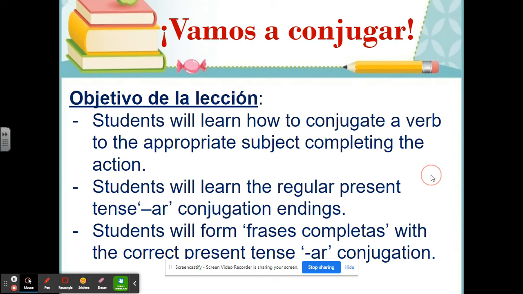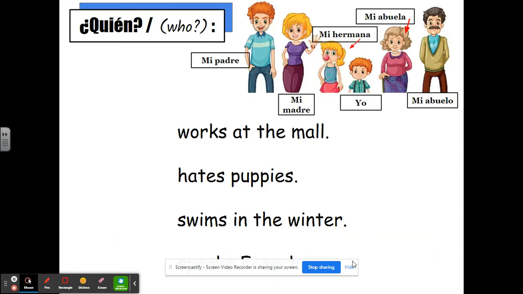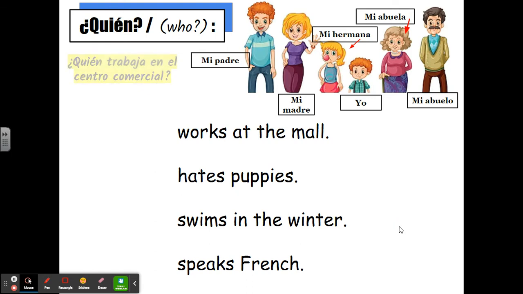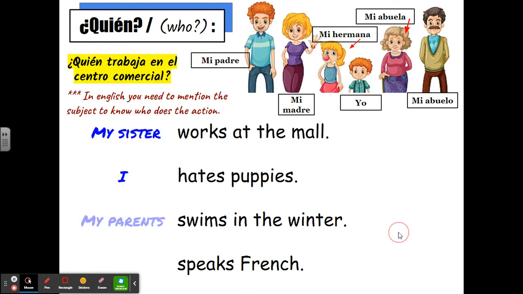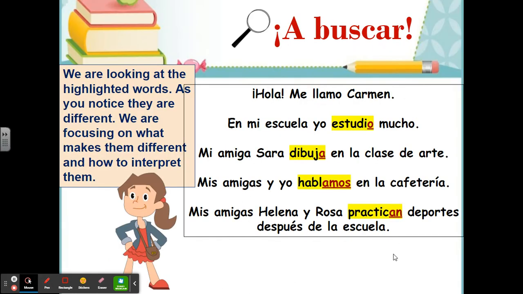So let's get started. Okay, so if you remember from last class, I asked you, looking at this picture, who works at the mall and who hates puppies, and Qiang swims in the winter and Qiang speaks French, and you took some guesses because you're all nice people, but there's in essence no way of knowing, right? Because in English you're going to need the names. So once I told you who did it, that's when you know who does the action. But leaving it alone, like works at the mall, works only tells me what the action is. It doesn't give me any other information.